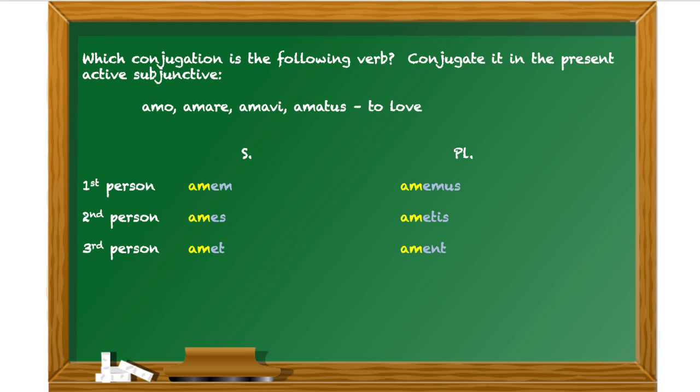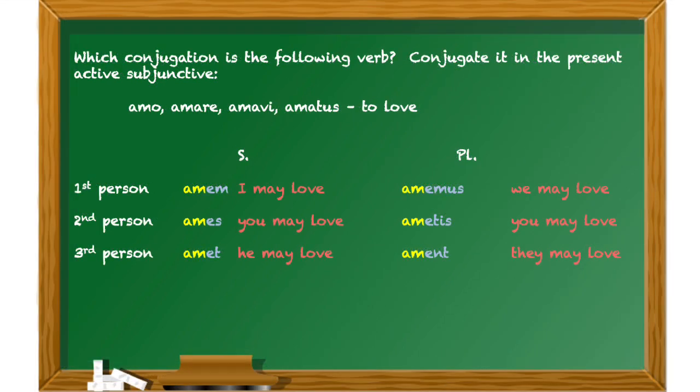Now go ahead and take a moment and give English for each of the 6 words that you created. Again, pause the video, and after you've done that, check your work. So here we are with the English. Amem, I may love, or you might have had let me love. Ames, you may love. Amet, he, she, or it may love, or let him love, let her love, etc. Amemus, we may love, or let us love. Ametis, you may love. Ament, they may love, or let them love.